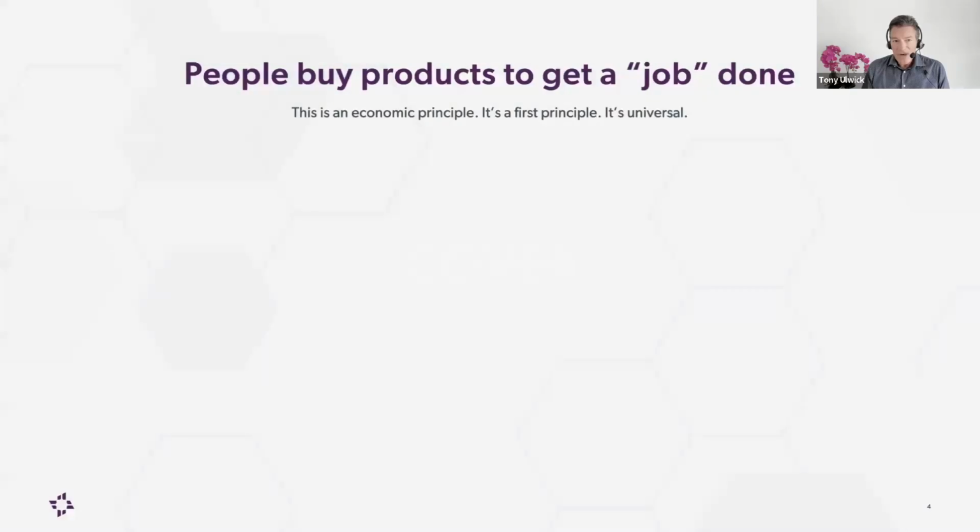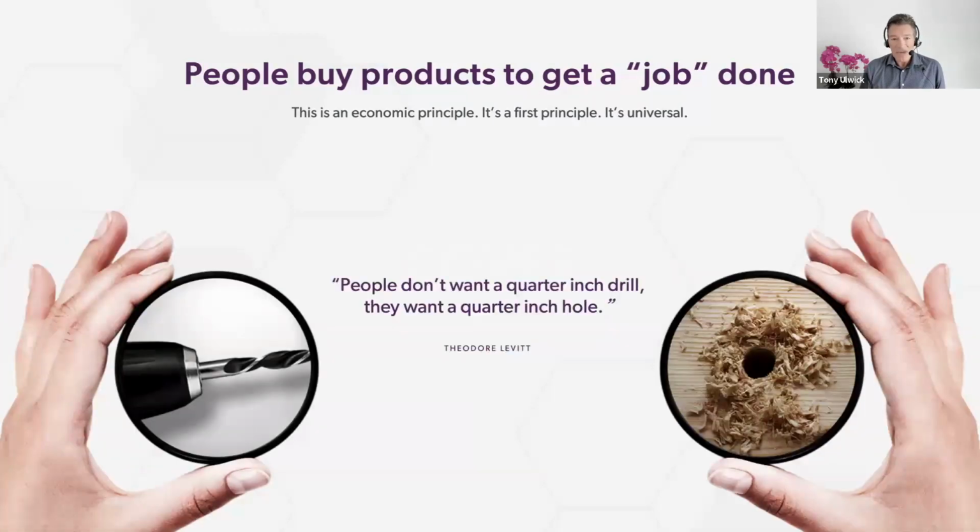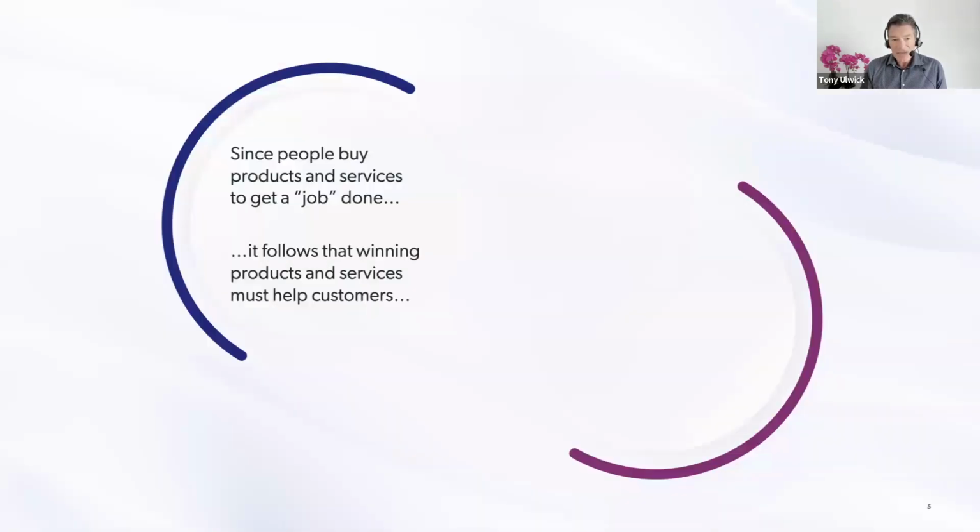Now, as I mentioned before, this could be very complicated, looking at it through multiple lenses, but we're going to look at it through one lens, the jobs to be done lens. Not surprisingly, right? We know that people buy products and services to get a job done. Now, this is a universal principle. It's an economic principle. It's a first principle. And I think all of you have heard about this, right? It's been made popular in the last number of decades by Theodore Levitt, who said people don't want a quarter-inch drill. What they want is a quarter-inch hole, right? They want to get a job done, which leads us to our next piece of our theory.